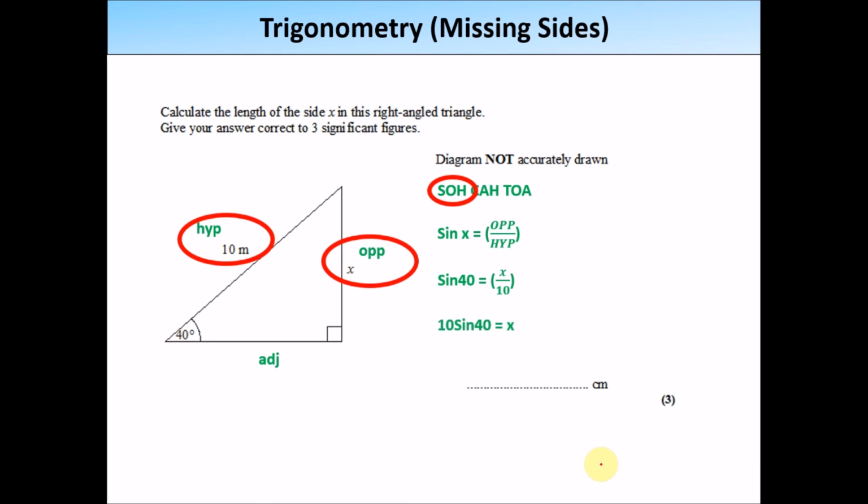You should have ended up with sine 40 times 10. So you do sine 40 times 10, and that should give you an answer of 6.43 when you've rounded it to 3 significant figures. Hopefully you got that correct.